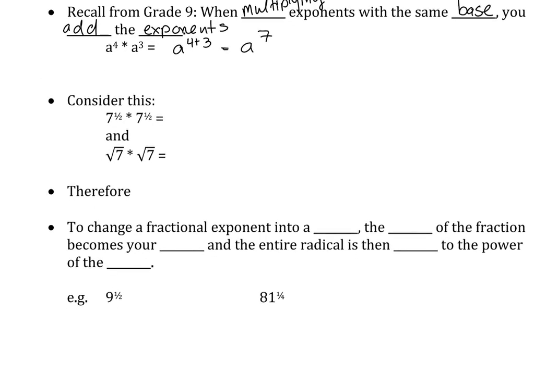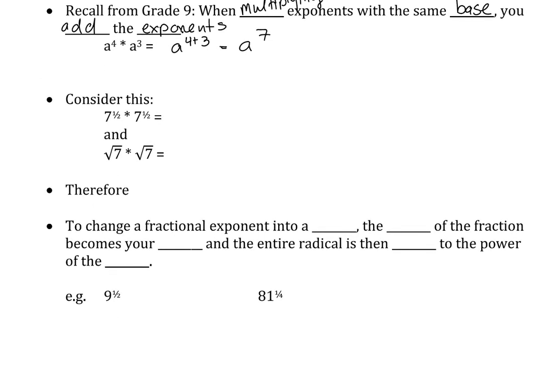Okay, so if that's true, let's consider this one right here. If I say 7 to the power of 1/2, and you don't know exactly what 7 to the power of 1/2 is, but just follow me along this trail, okay? If I have 7 to the power of 1/2 times 7 to the power of 1/2, that just means that we're going to add the exponents. So 7 to the power of 1/2 plus 1/2 is going to be 7 to the power of 1, which is just going to be 7, okay?